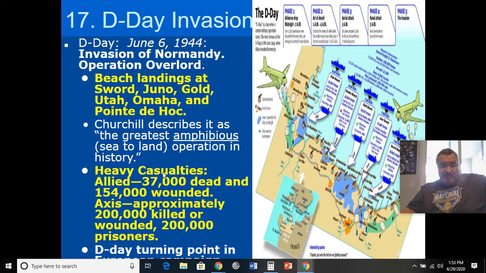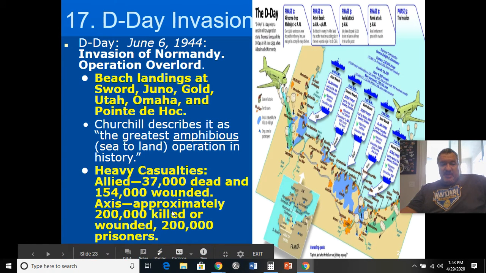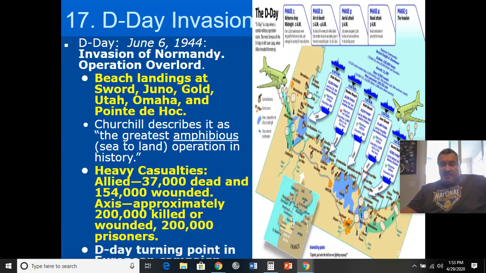But there were heavy casualties on both sides. The Allies lost 37,000 and 154,000 wounded. Axis powers lost about 200,000 killed, and another 200,000 prisoners or wounded. And what happened is, at the start of the battle, the paratroopers landed, and they were placed behind the enemy lines, and the Navy started firing, and then the airplanes came and attacked, and then they came in with the landing.